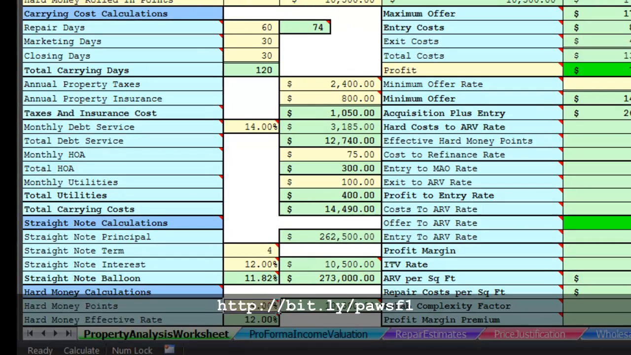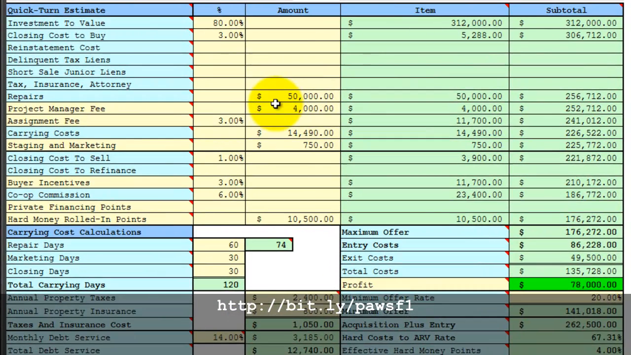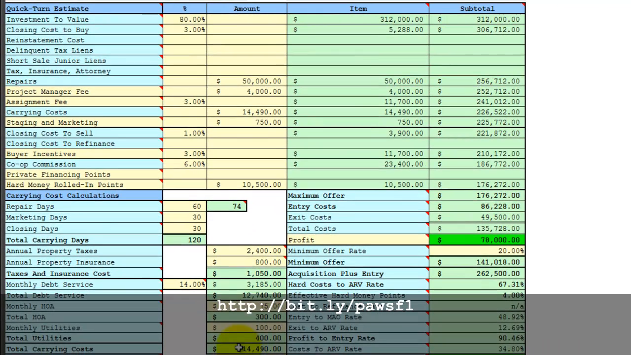I included an assignment fee of 3% of the ARV. That's very reasonable. Project manager fee of $4,000. That's about $1,000 a month to manage this project. Also included carrying costs as calculated down here under total carrying costs.